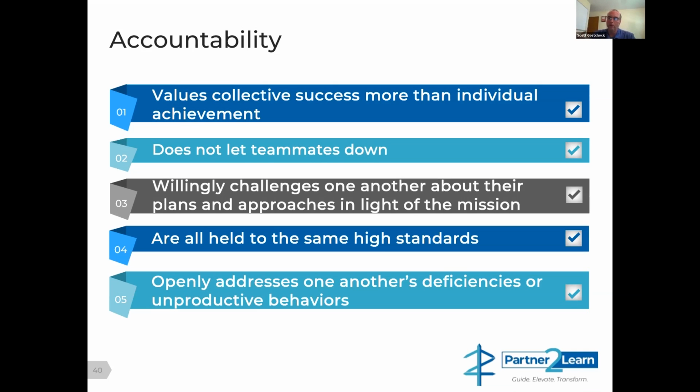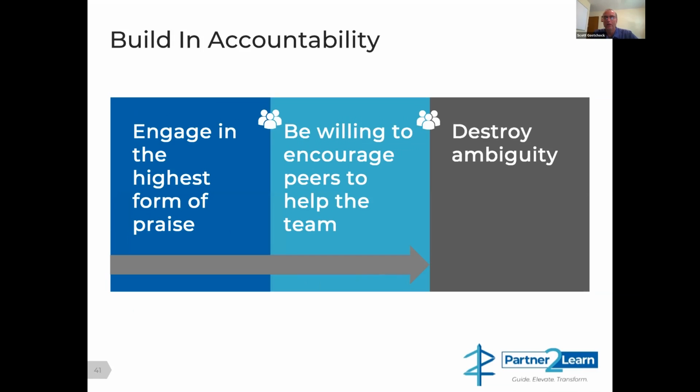So again, we want to have accountability because that leads to high standards. If you do not have accountability, there's a mess everywhere, no one's doing their work, and eventually you're going to close your doors. So what is true accountability? And here's how we teach it different: we're going to engage in the highest form of praise, we're going to be willing to encourage and help peers, and we're going to destroy ambiguity.